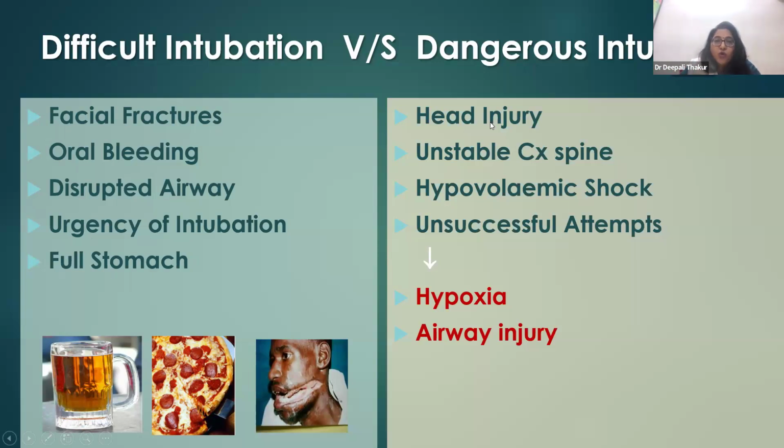So whenever you are securing airways for these head injury patients and unstable cervical spine patients, they cannot only be difficult, but they can be dangerous at times, because the situation may be complicated by hypovolemic shock, and multiple unsuccessful attempts may lead to hypoxia and further airway injury, more so in pediatric patients. So the most experienced anesthesiologists should be available for dealing with these intubations.